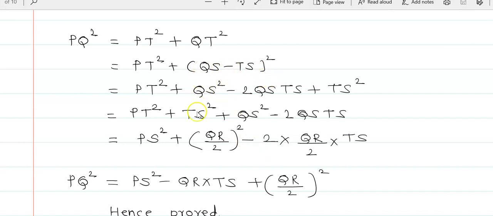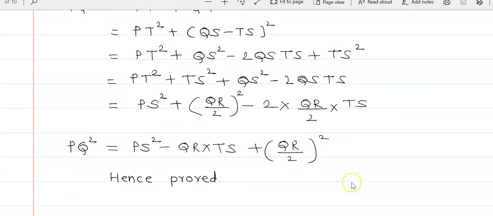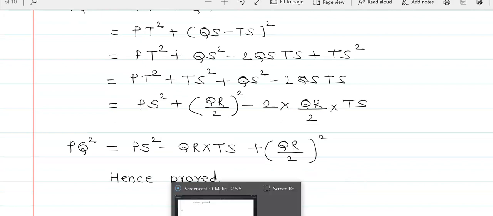TS bracket square. QS square minus 2 times QS into TS plus TS square. Therefore, PT square plus TS square plus QS square minus 2 times QS into TS. Again, the PT square plus TS square, that is the PS square. And the QS means what? QR upon 2 bracket square. Minus 2 times, again QS means what? QR upon 2. These two get cancelled. And we get the result PQ square is equals to PS square minus QR into TS plus QR upon 2 bracket square.